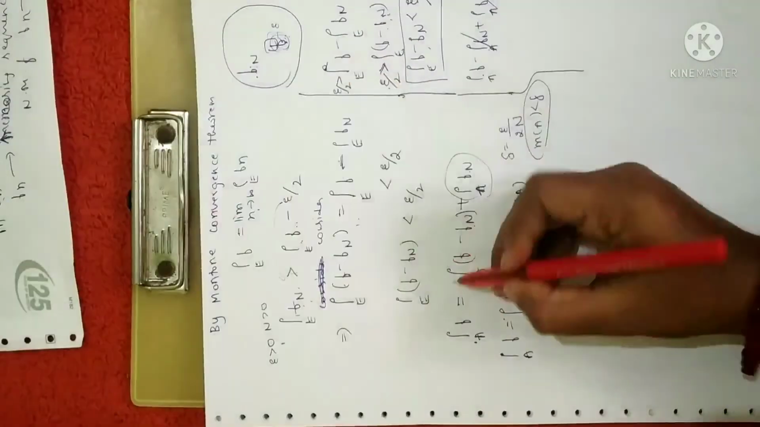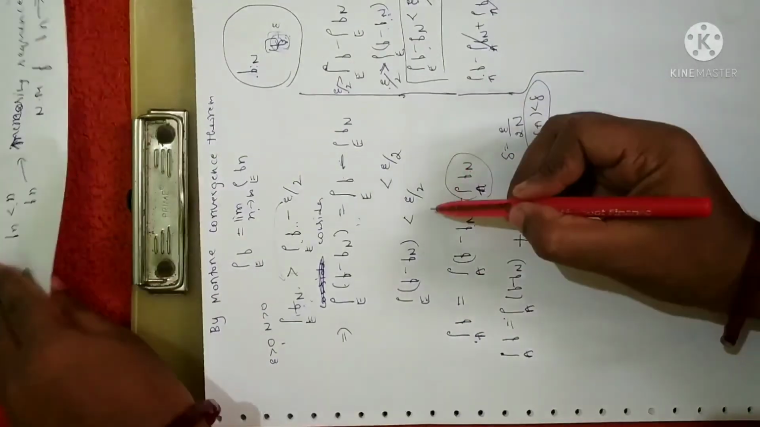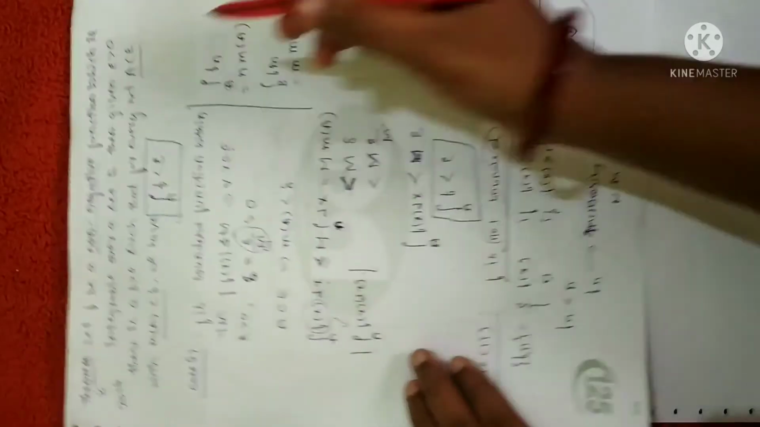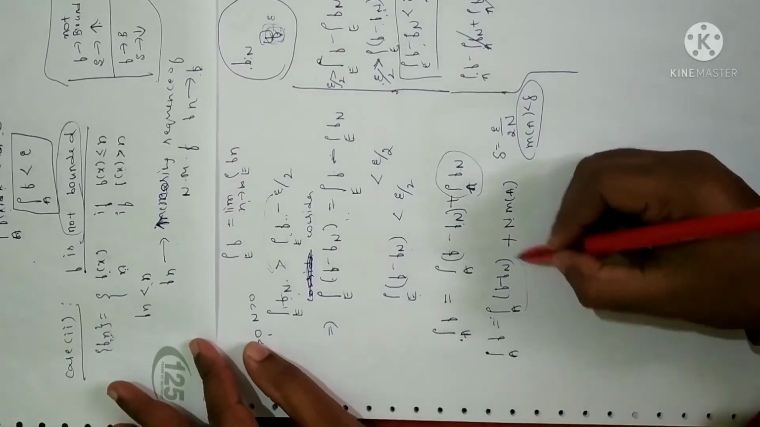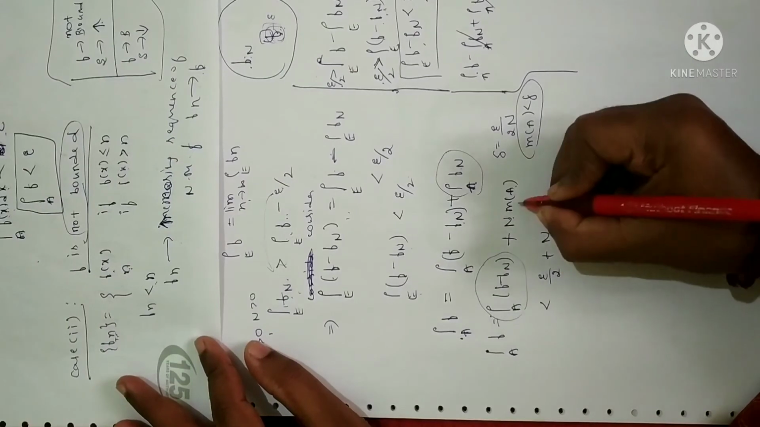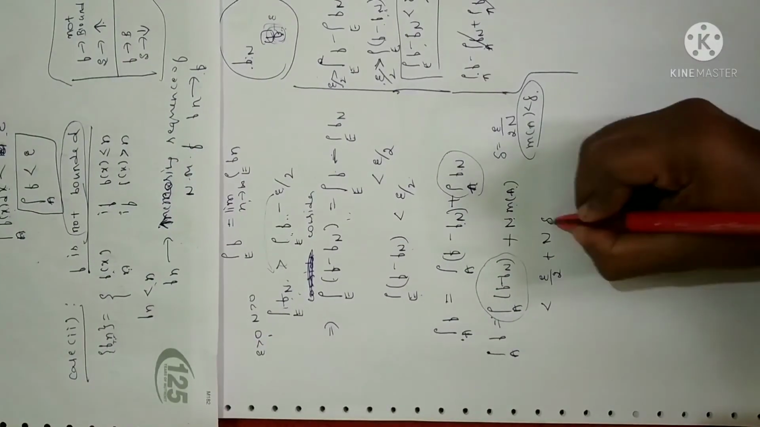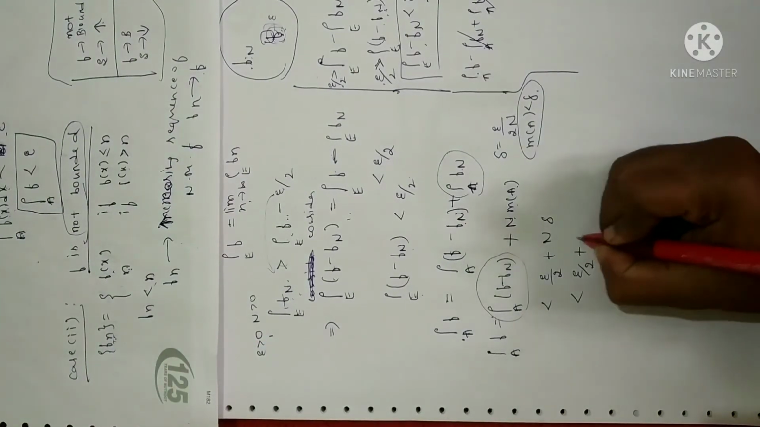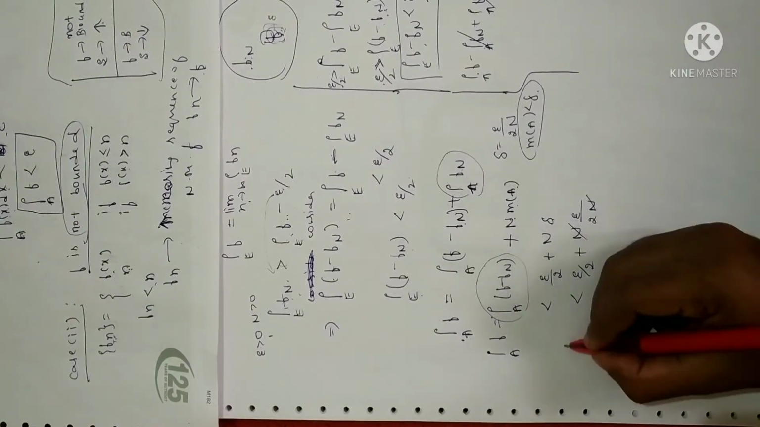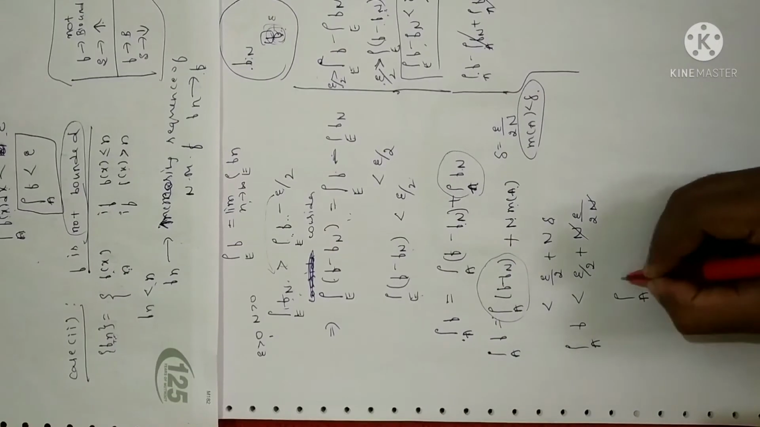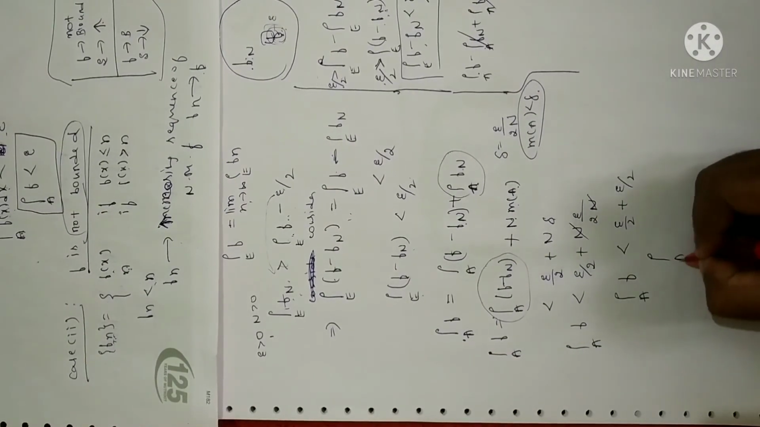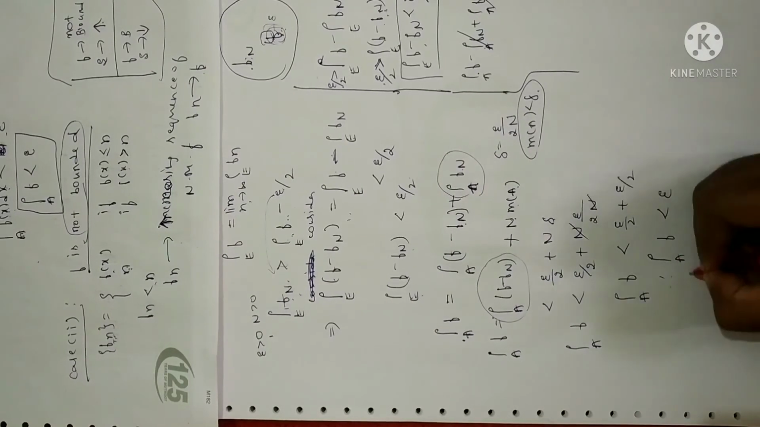Now, f minus fn integral over E is less than epsilon by 2. Since A is a subset of E, as it is given, it will be applicable for A as well. So I can write this value is less than epsilon by 2 plus N into measure of A, which is less than delta. I'll write one more step. What is the value of delta we have chosen? It is epsilon by 2N. Right? So integral over A of f is less than epsilon by 2 plus epsilon by 2. Therefore integral over A of f is less than epsilon.